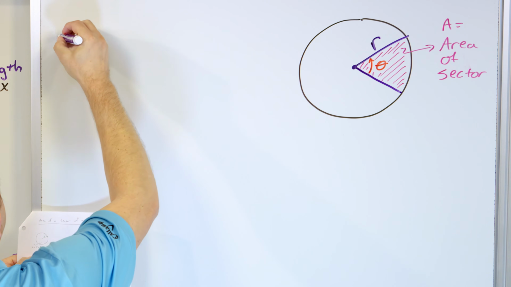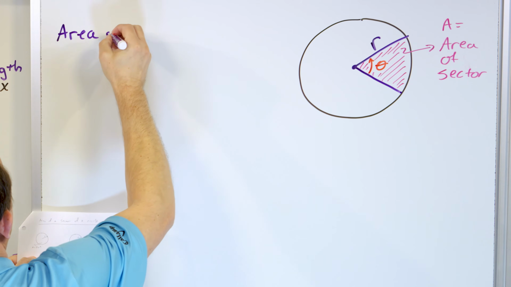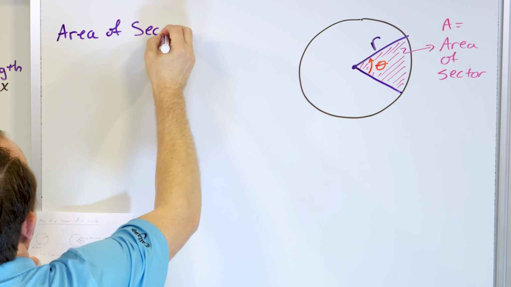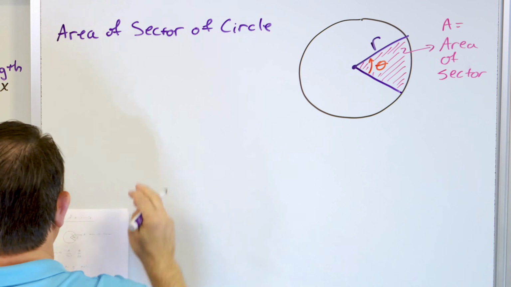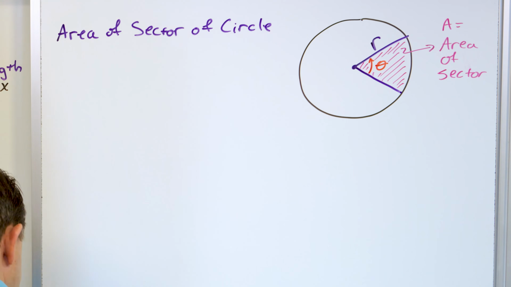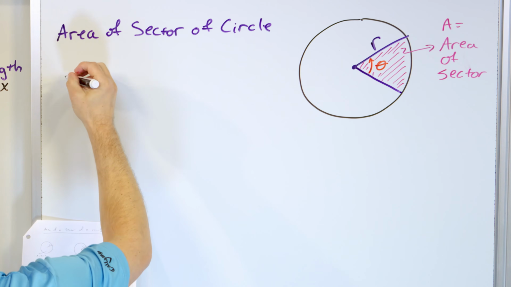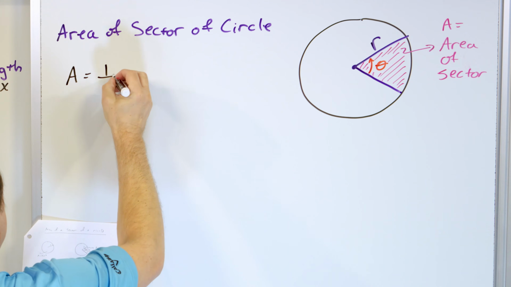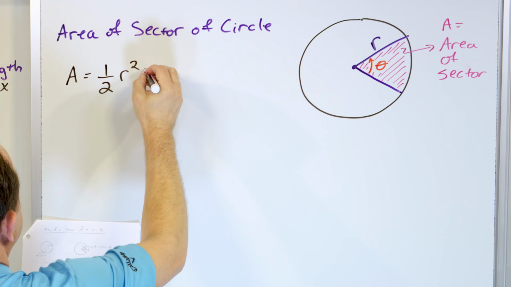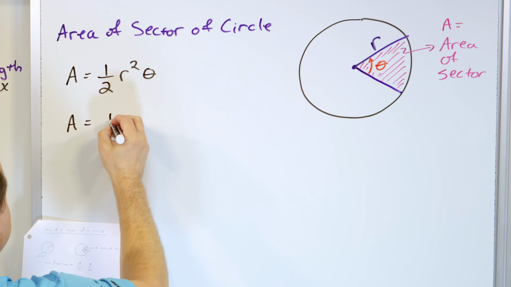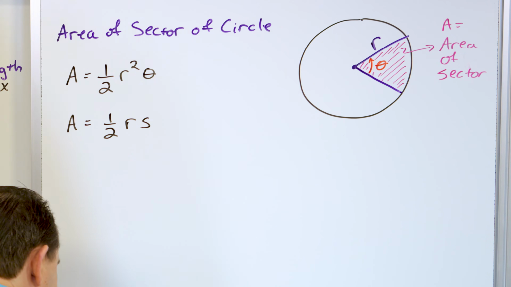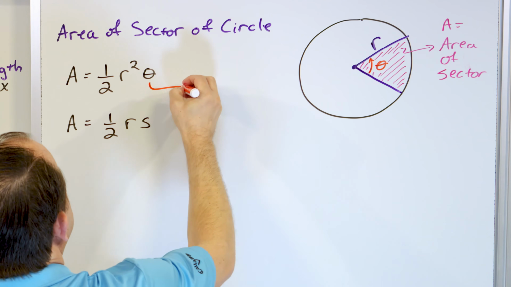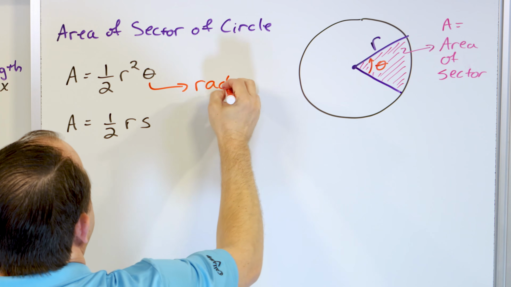The way we say it is area of the sector of a circle, right? And there's actually two different equations that you can just use interchangeably, whichever one you want to use. You can say that the area is 1/2 times r squared theta. You can also say that the area is 1/2 times r times s, right?